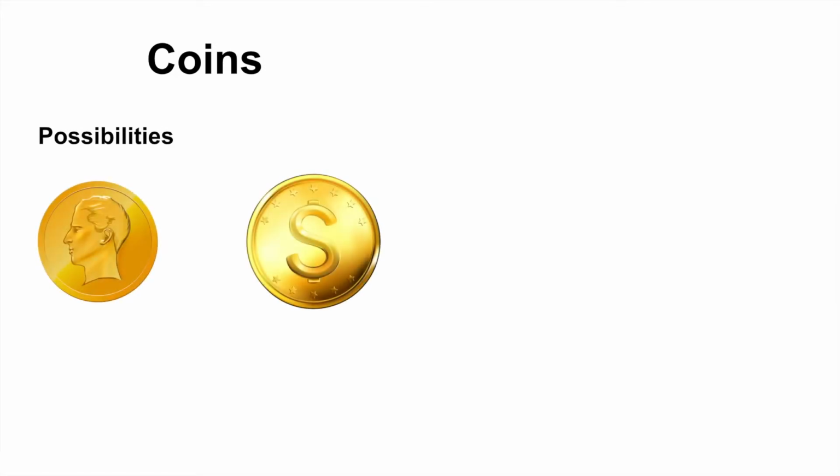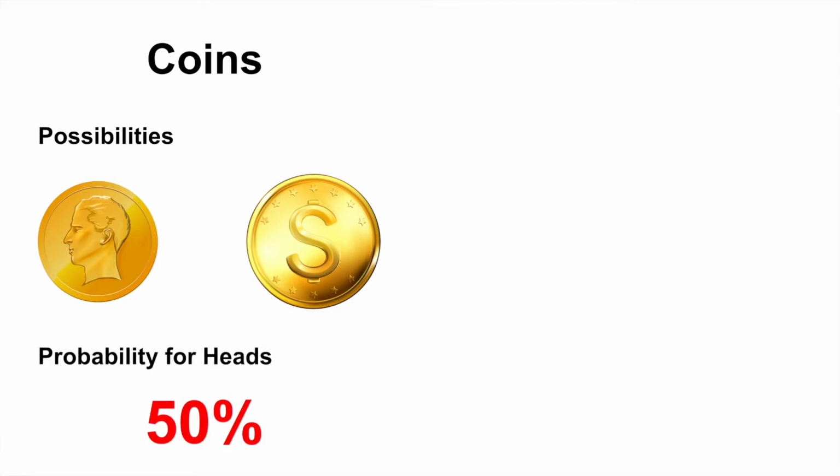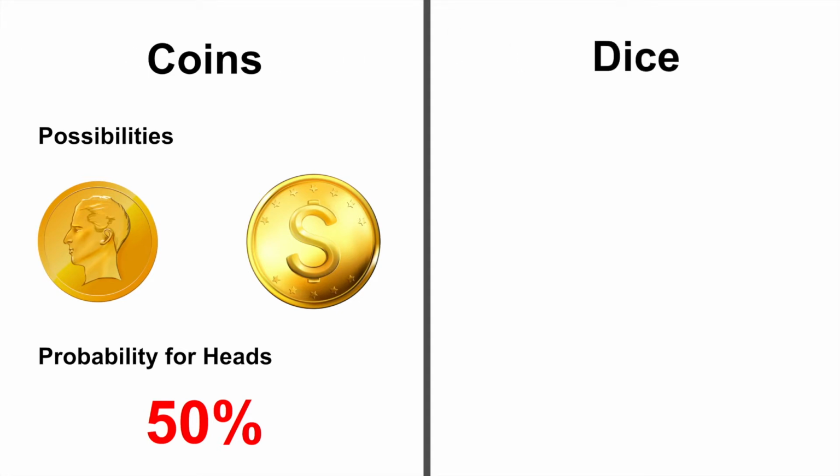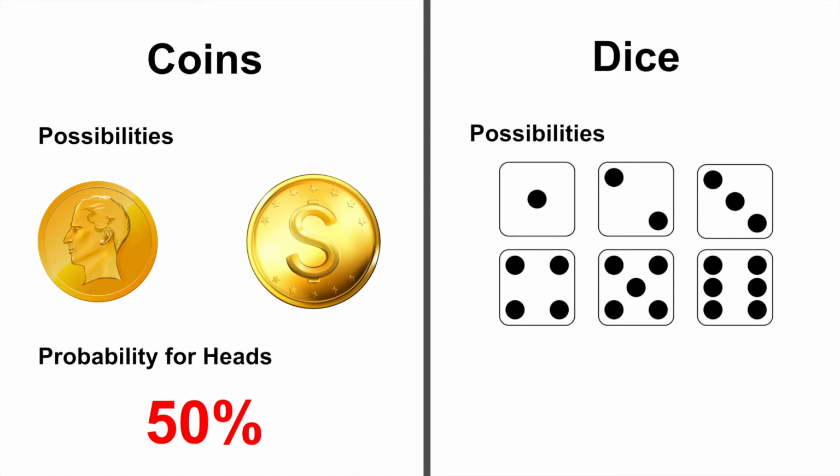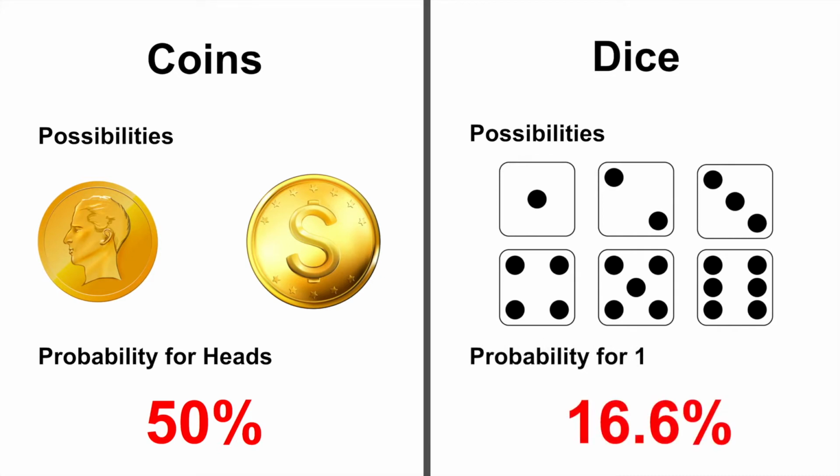For example, when you flip a coin, it could either be heads or tails. Therefore, the probability of a coin landing on heads would be 50%. Similarly, with a die, when you roll it, it could be a number from 1 to 6. Therefore, the probability that the die would be a 1 would be around 17%.